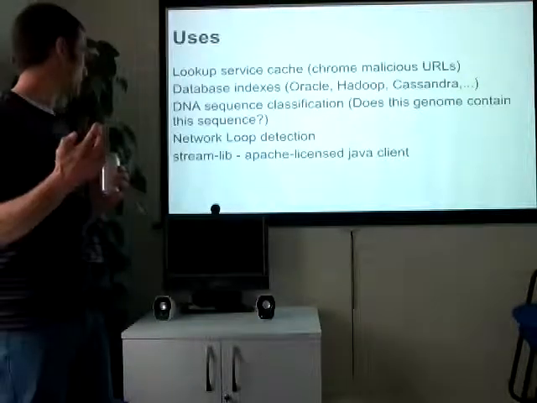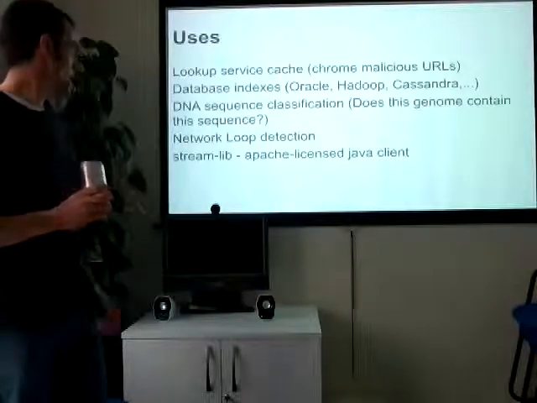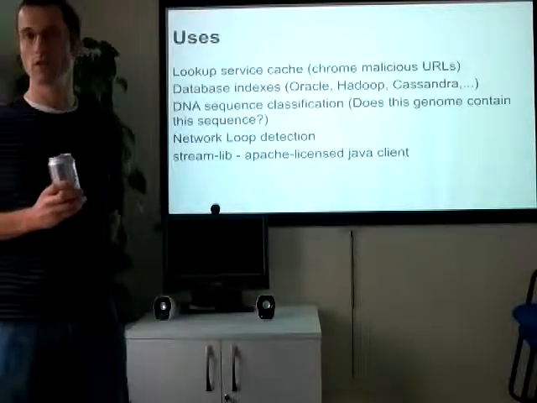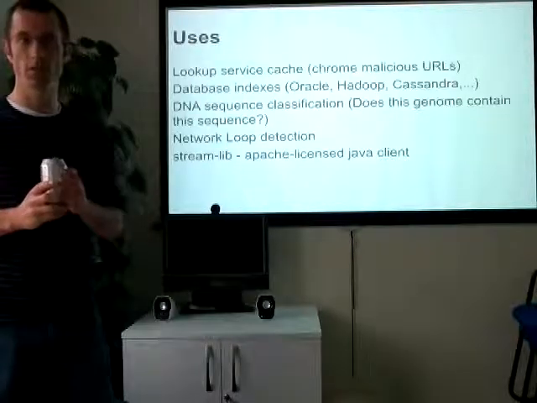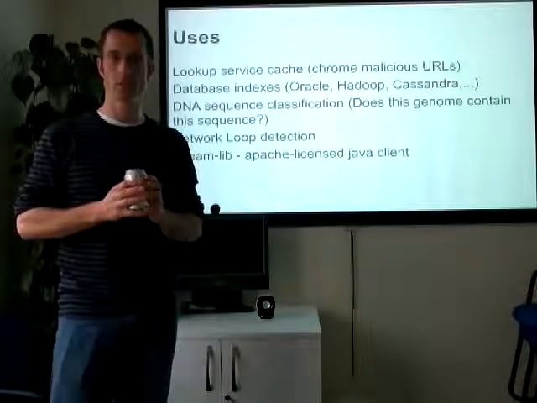So it's used there. And I've just noted here that there is an Apache licensed Java client called Streamlib, which is used quite a lot, which gives you Bloom filters and a whole bunch of other probabilistic data structures alongside.